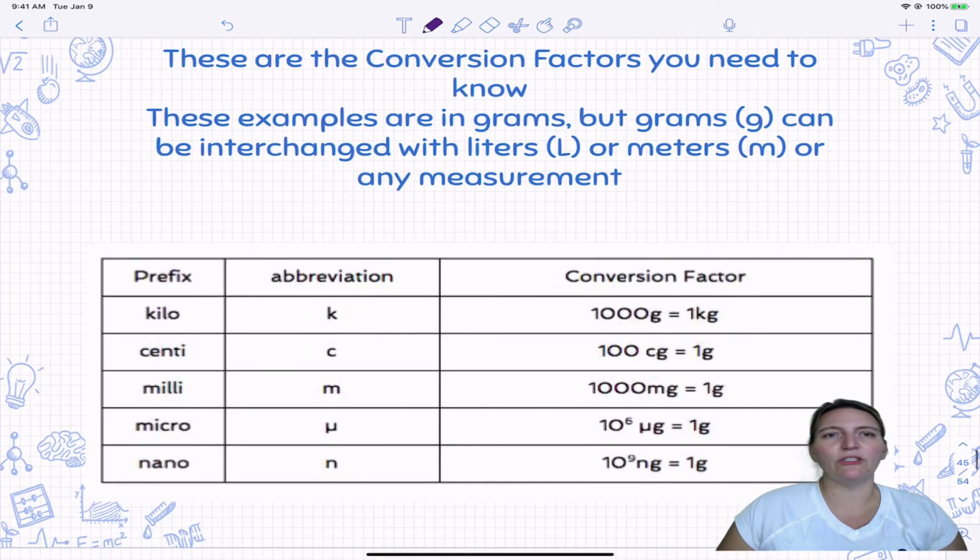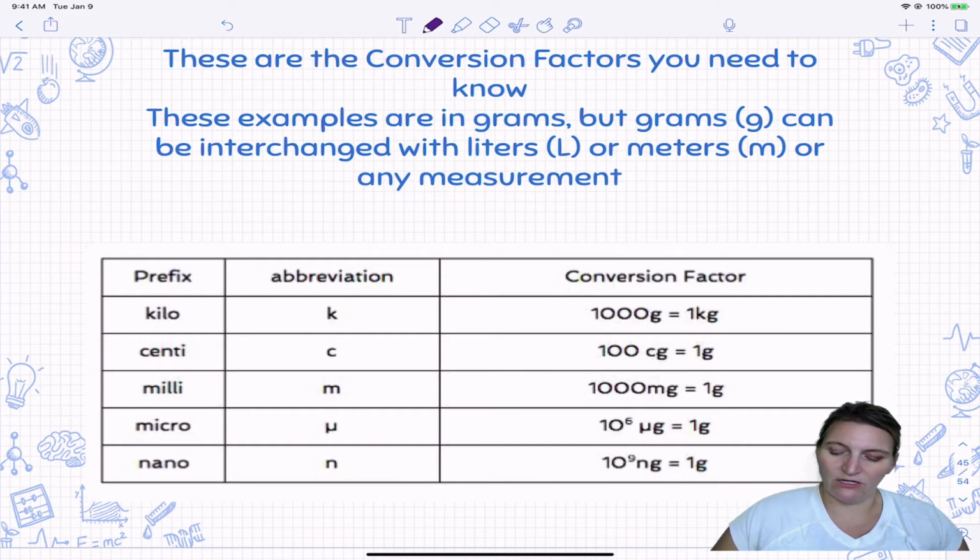So what conversion factors do you need to know from the metric system? So I just showed you one with the kilograms and grams. You need to know, and that's the only one where the unit is larger than the base unit of grams. A kilogram is larger than a gram, but all the others are smaller. So centi, milli, micro, and nano.